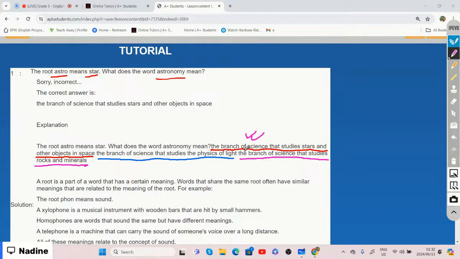So even if we look at other words to do with astro, like an astronaut, it goes into space, right? If you look at other words to do with astro, they will basically be related to words that mean star, right? As well as other objects in space.